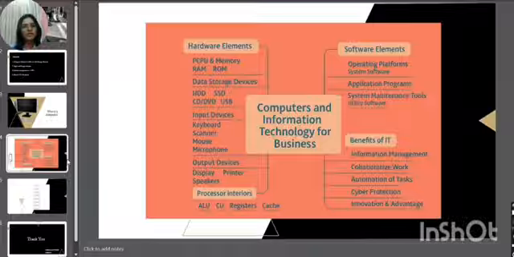Then we have output devices. These are used to get information out of the computer. Some common ones are display monitors, printers, and also speakers.